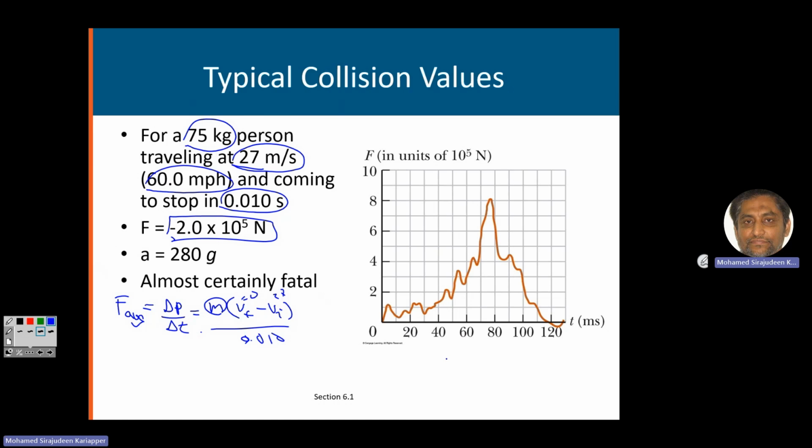If you get the acceleration, it will be 280 divided by the mass, multiplied by 9.8. So in terms of the gravitational acceleration, it's 280 times the gravitational acceleration. It's a huge acceleration. The force corresponds to 200,000 Newton. It's really indeed a big force. It can kill. It is fatal. You know the meaning of fatal, right? Fatal, deadly.